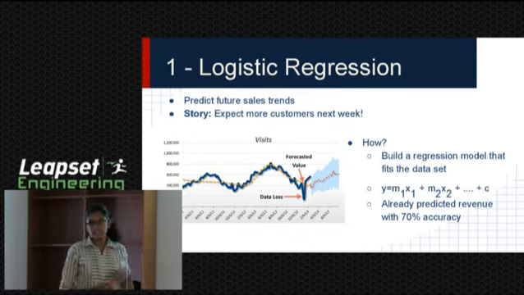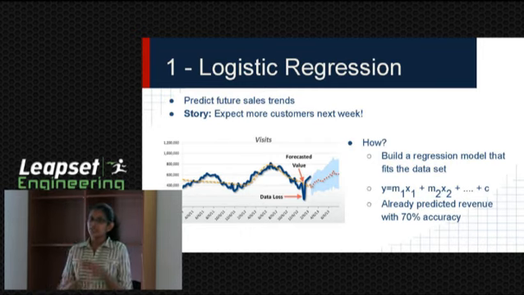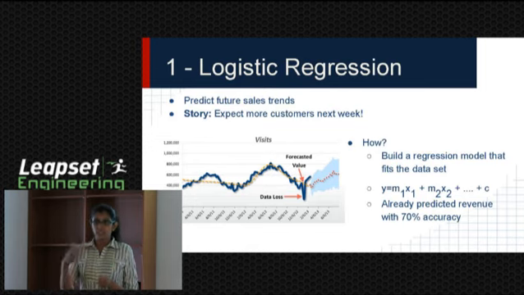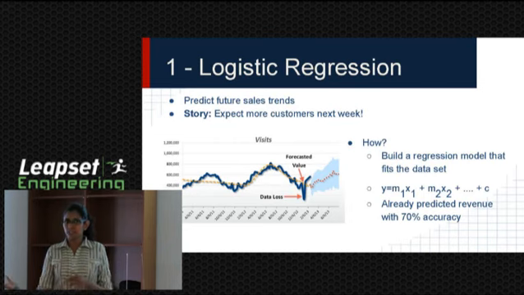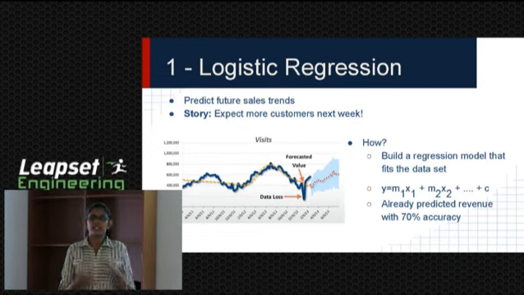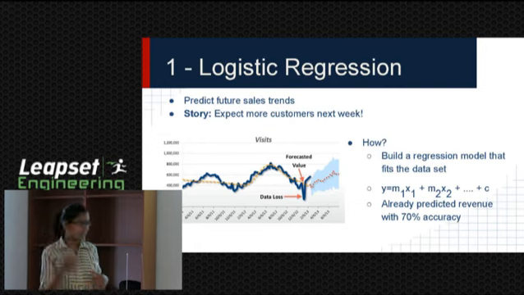So the first method is logistic regression. What we do with logistic regression is predict future sales trends. The story that we can tell the merchant is, if this weather continues, you should expect more customers in the next few weeks. Then the merchant can increase his stocks and get ready for the increase in customer base.